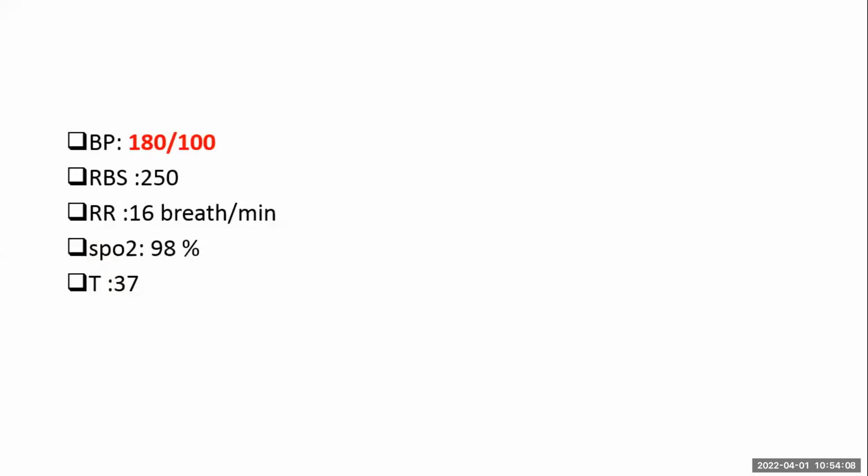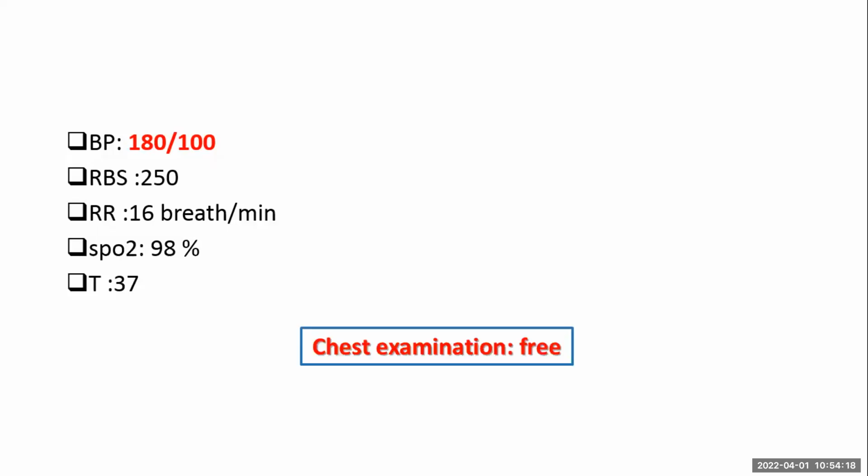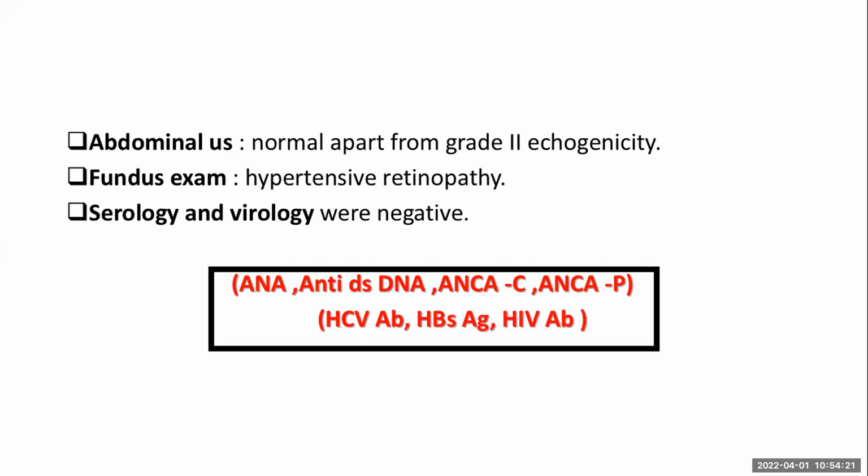On clinical examination, there was very high blood pressure and raised blood sugar, with normal respiratory rate, oxygen saturation, and body temperature, and the chest examination was free. Abdominal ultrasound was normal apart from grade 2 echogenicity, and fundus exam showed hypertensive retinopathy. Serology and virology were negative. We did double-strand ANCA, HCV, HBV, and HIV antibodies, which were negative.